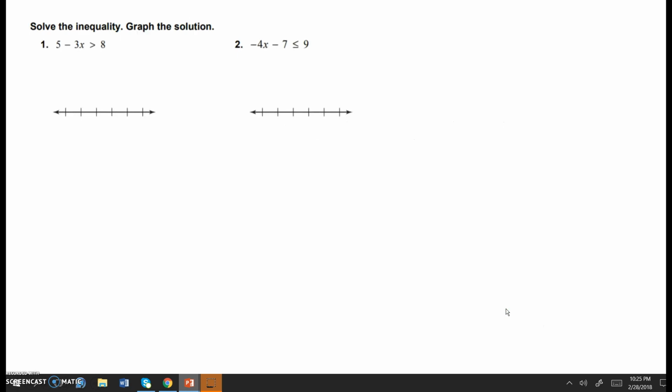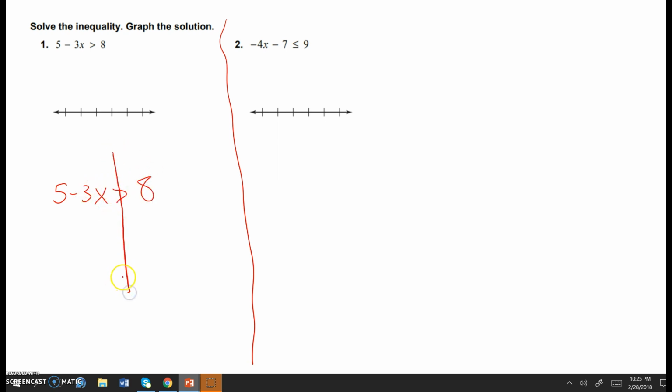Okay, so our first thing we're going to do is draw a line to separate these two, and I'm going to do all my work on the bottom because I would like more room to work. So I'm going to rewrite this inequality at the top. My first step is always to draw a line down the middle.